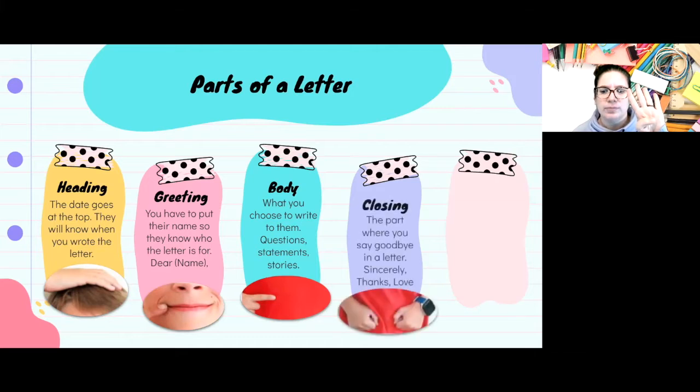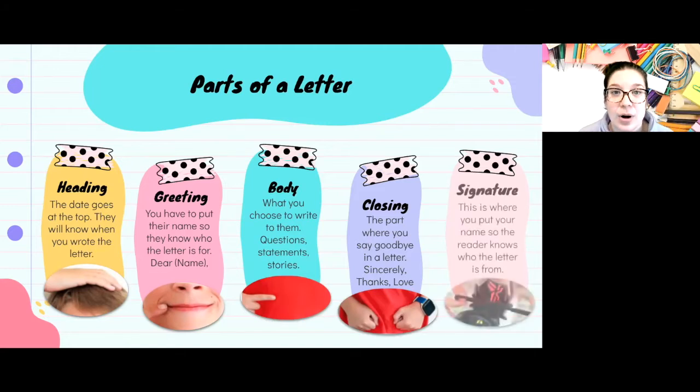Let's see the next part. The next part is the closing. The closing is the part where you say goodbye, just like if you were in person or talking to someone on the phone. Lots of times in letters, we might do that by saying, Sincerely, Miss Ashley. You have to use your name so they know who wrote the letter. Or you might say, Thanks, Miss Ashley, or Love, Miss Ashley. There's lots of different ways to say goodbye in a letter, just like there's lots of different ways to say goodbye in person or on the phone. Oh, I forgot. So that one, we're going to put our fists kind of on our tummy. So we're going to go like this: heading, greeting, body, closing.